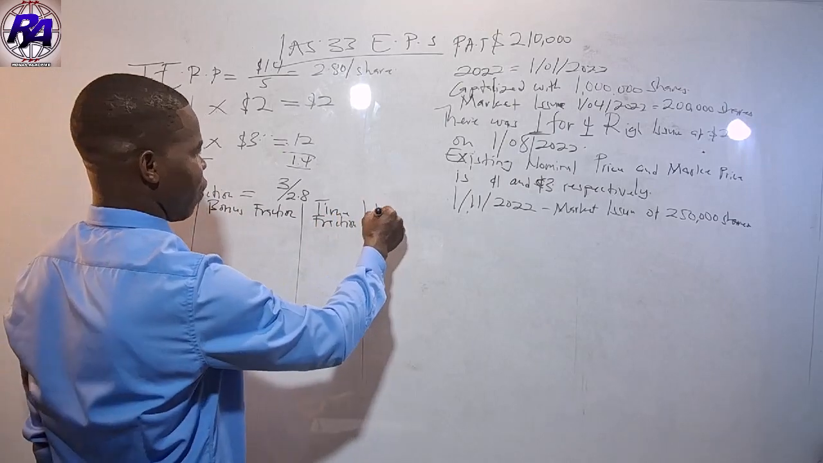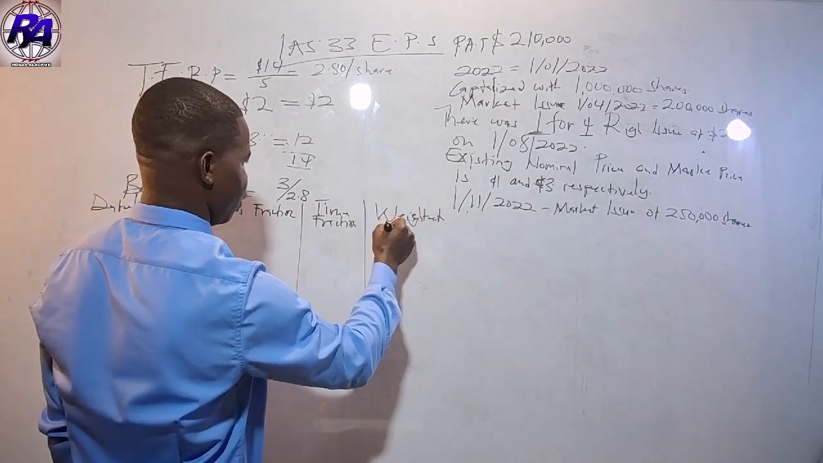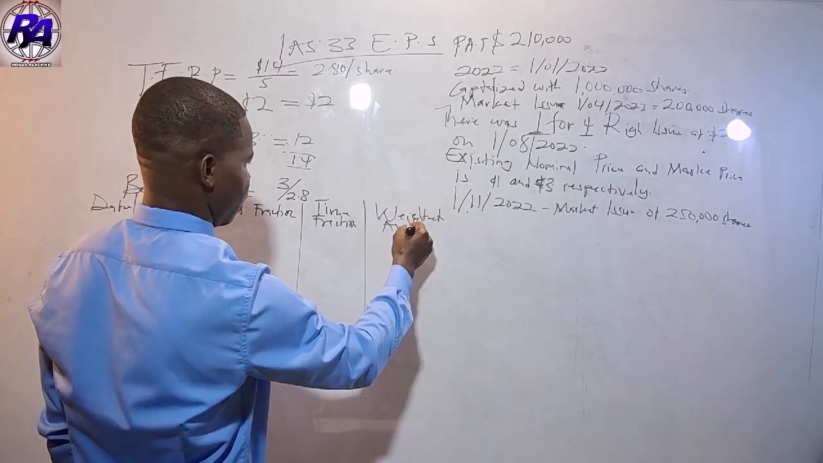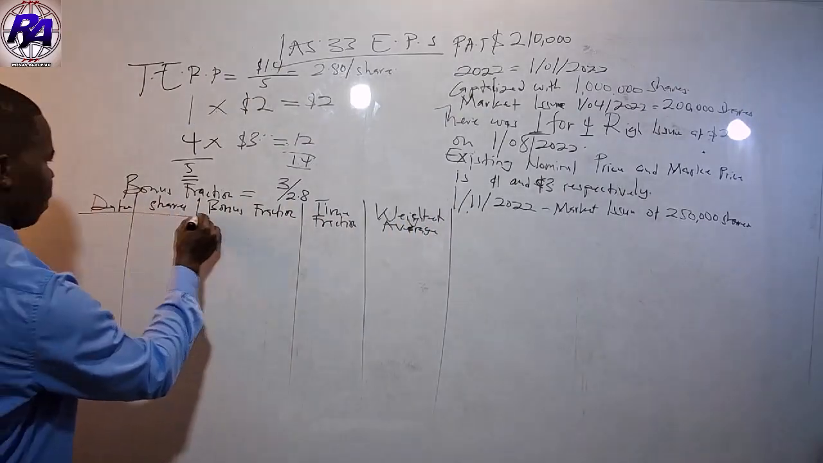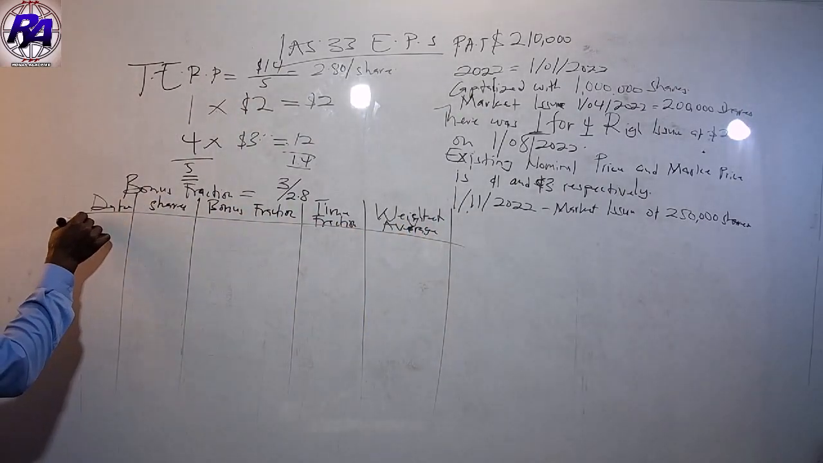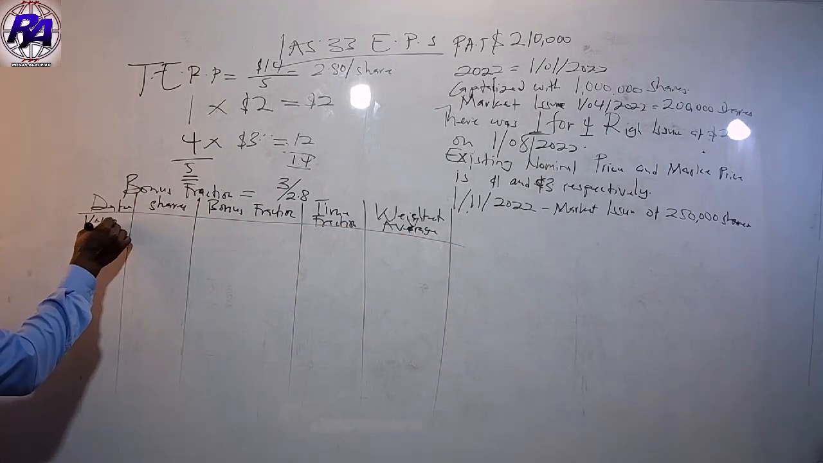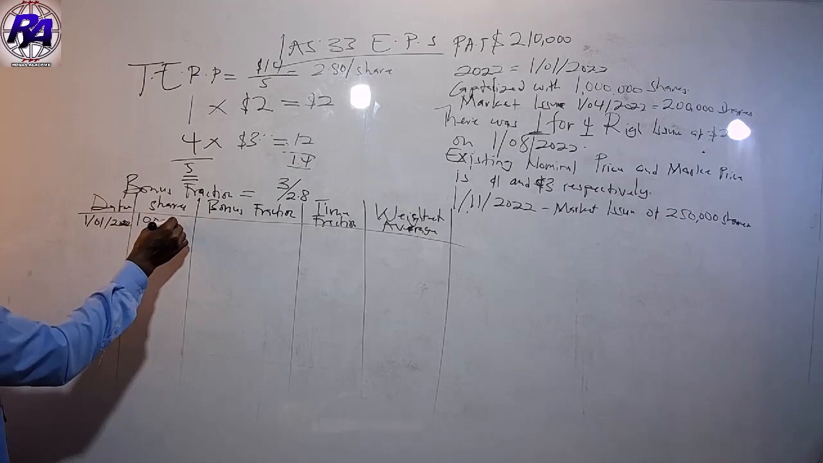And then we have our weighted average shares over here. Okay. So first we are starting with our shares capitalized with, which is 1st of January 2022. In 2022, we were capitalized with 1 million shares.